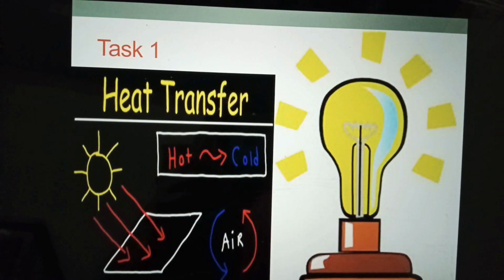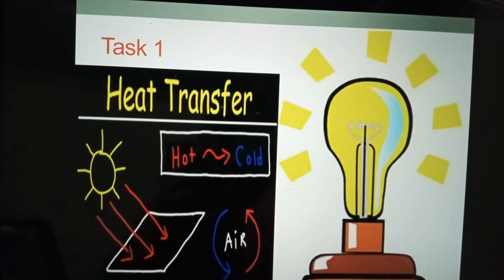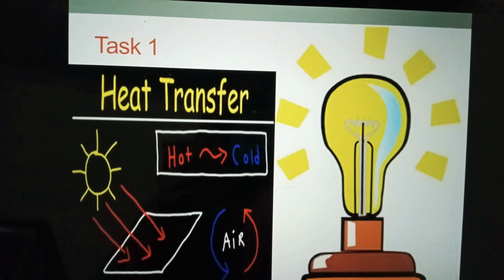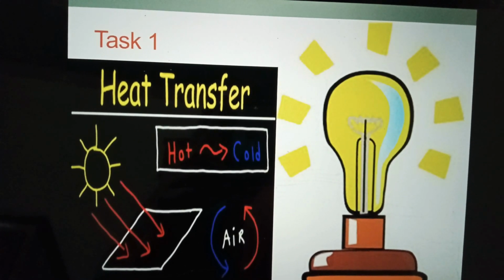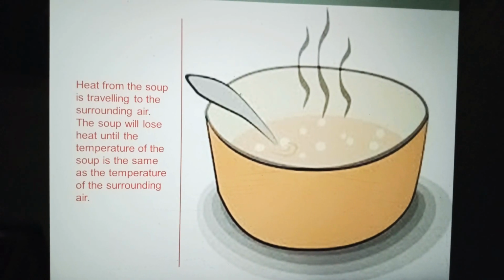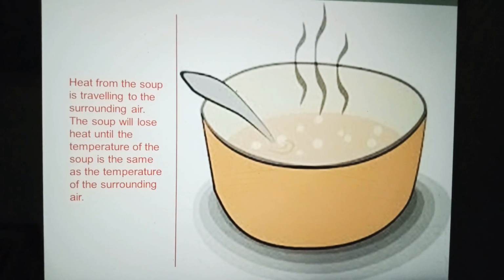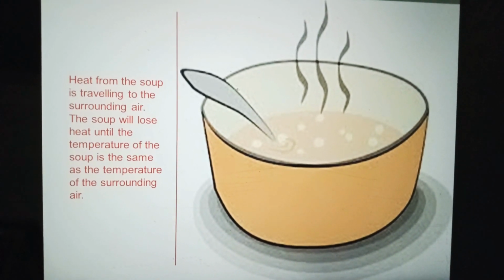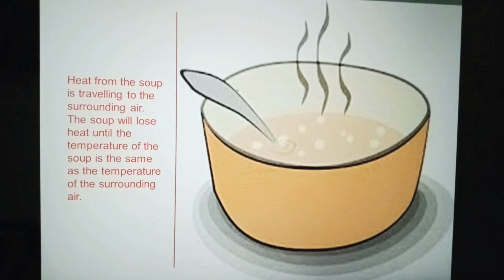Now it's time to discuss task 1, that is about heat transfer. In my previous lectures I have discussed heat transfer. The heat flows from the hot body to the cold one. Heat from the soup is traveling to the surrounding air. The soup will lose heat until the temperature of the soup is the same as the temperature of the surrounding air.